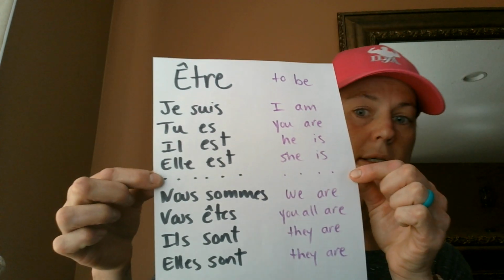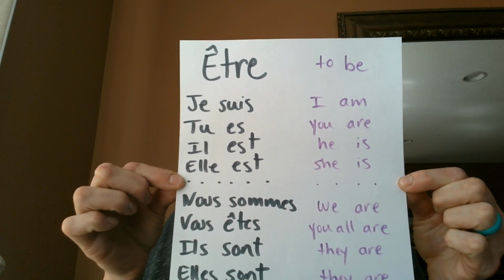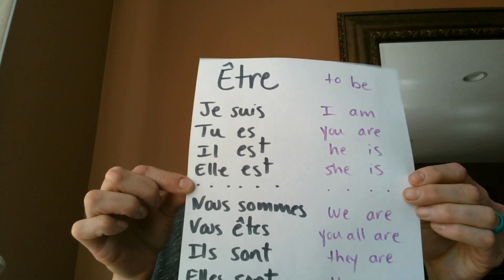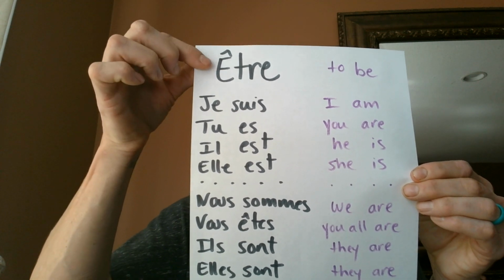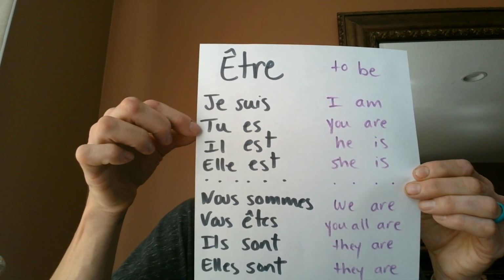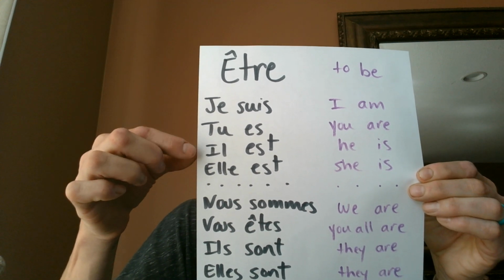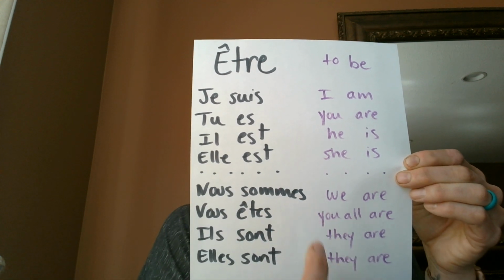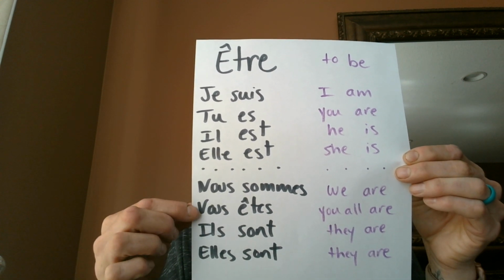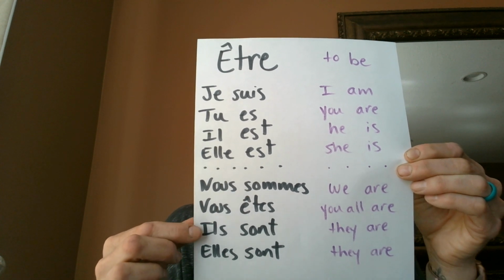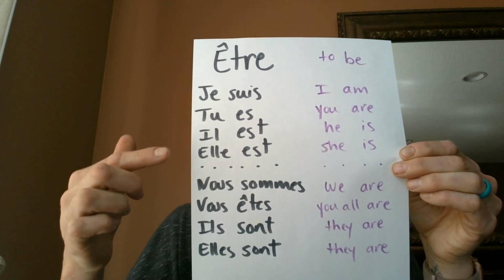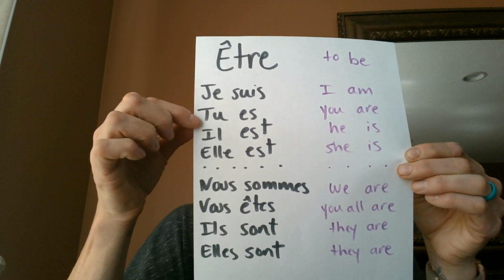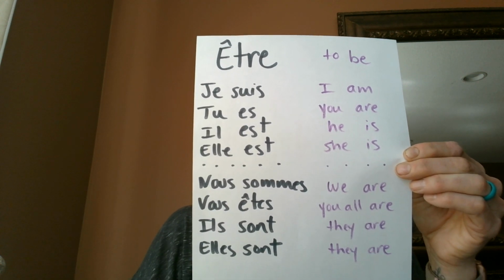So the next one that you need to master is être, which means to be. So get ready to pause your screen. This is the conjugation of être, which means to be. So pronunciations of these. Être. Je suis. Tu es. Il est. Elle est. Nous sommes. Notice how you don't hear that S at the end? Vous êtes. Ils sont. Elles sont. Notice how il and elle est sound the same as tu es, even though they're spelled differently.